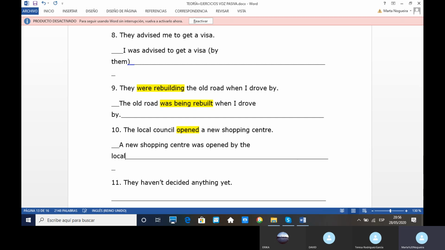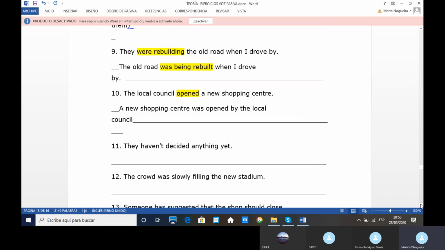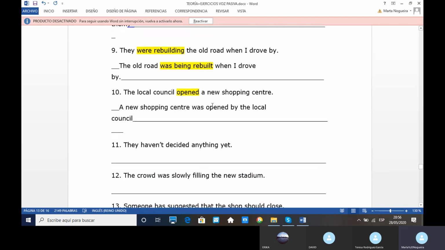By the local council. Aquí sí lo pongo, ¿por qué? Porque me está diciendo que es el consejo local. Entonces, puede que sea importante ponerlo. Ok. Abrió, y aquí es, fue abierto.